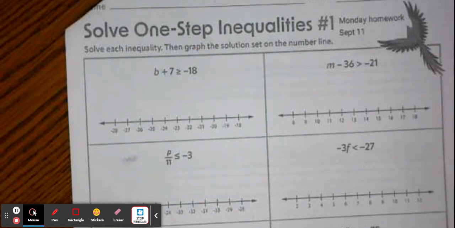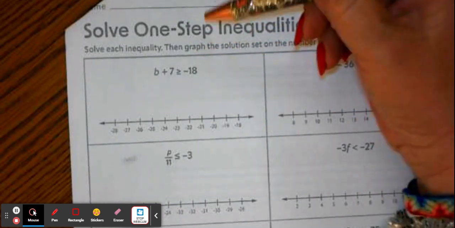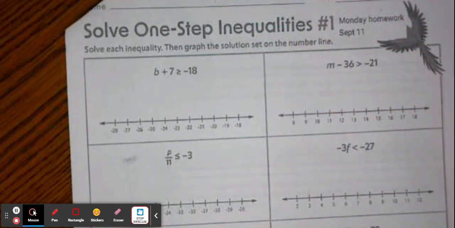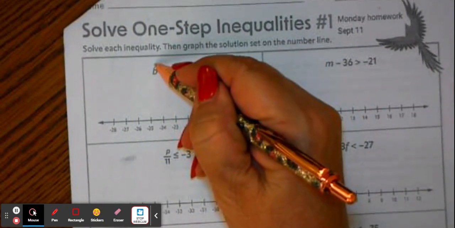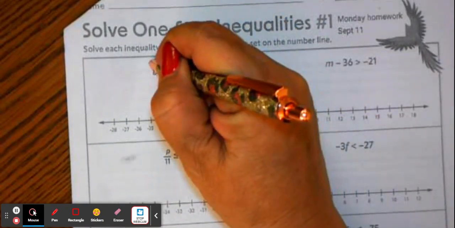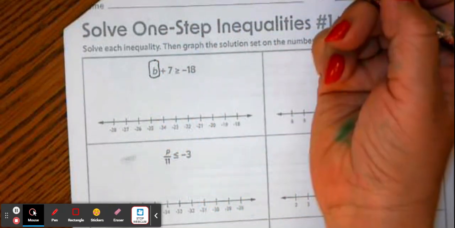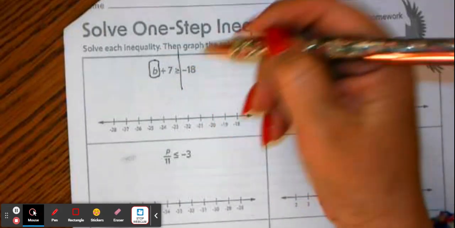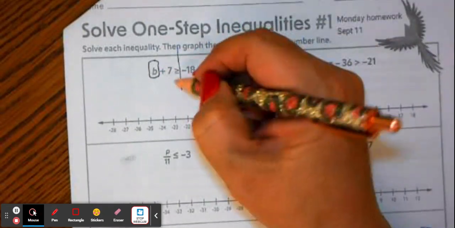Hey everybody. Okay, so for tonight's homework, we're looking at only one-step inequalities. The first one we did in class together, but I'm going to go ahead and show that one more time. I'm going to box in my one variable because that's the one I need to keep on one side. I can draw a line. Everything else is going to go to the other.